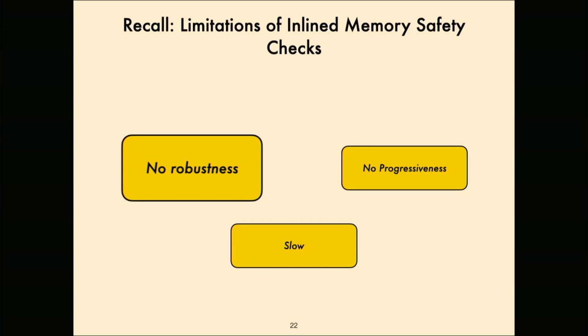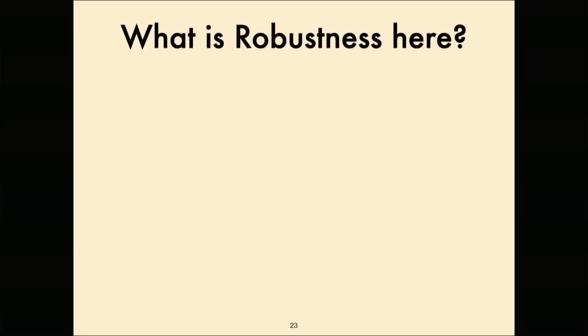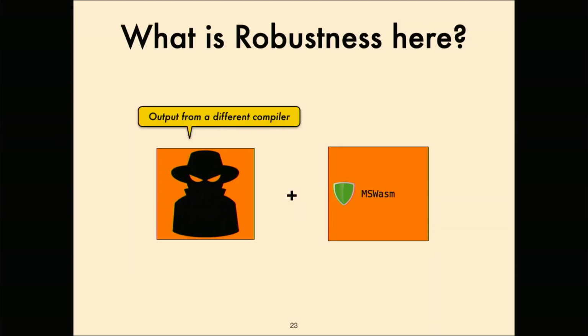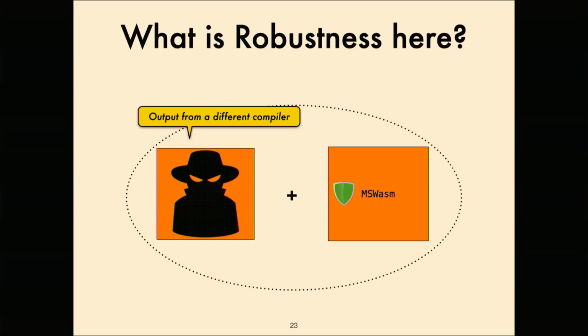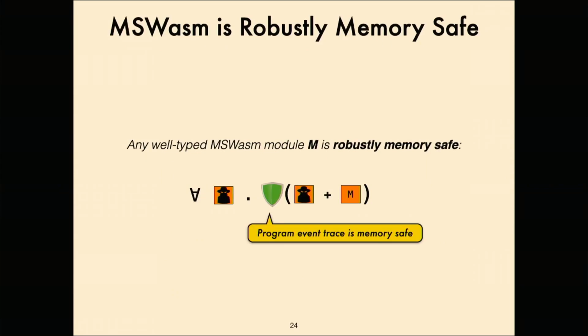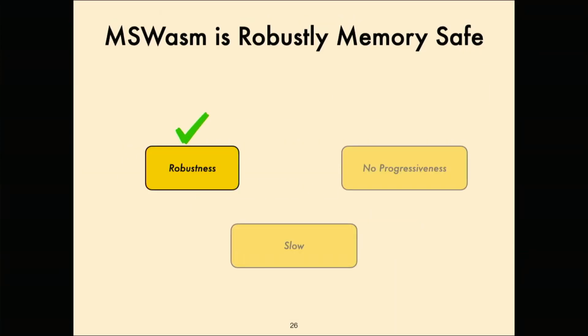Okay, let's recall one of the limitations of the inlined memory safety checks, which is the lack of robustness. So what is robustness here? We have a well-typed MS-Wasm program that we are now linking with a library that's produced by a different compiler. Robustness here means whether the composition is memory safe or not. And we have a formal result which says that any well-typed MS-Wasm module is robustly memory safe, which means that an MS-Wasm module linked against any other attacker module, the resulting traces are memory safe. Okay, great. So we have robustness.